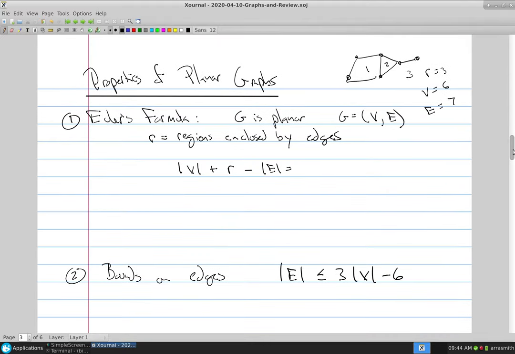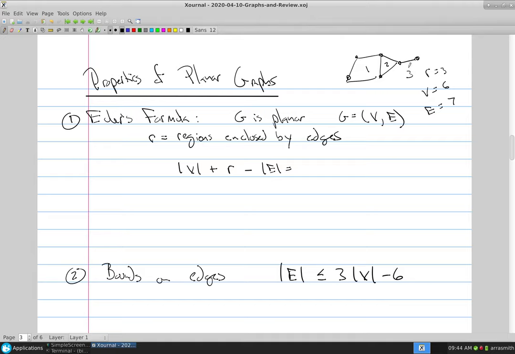Some properties of planar graphs: if you do actually have a planar graph, first, we have Euler's formula. And Euler's formula is this: if it's planar, you can look at a plane and you can see how many vertices you have, and how many edges you have, and you can see the regions. You have regions bounded by the edges of the plane, and one of them is on the outside, so that's this infinite part.